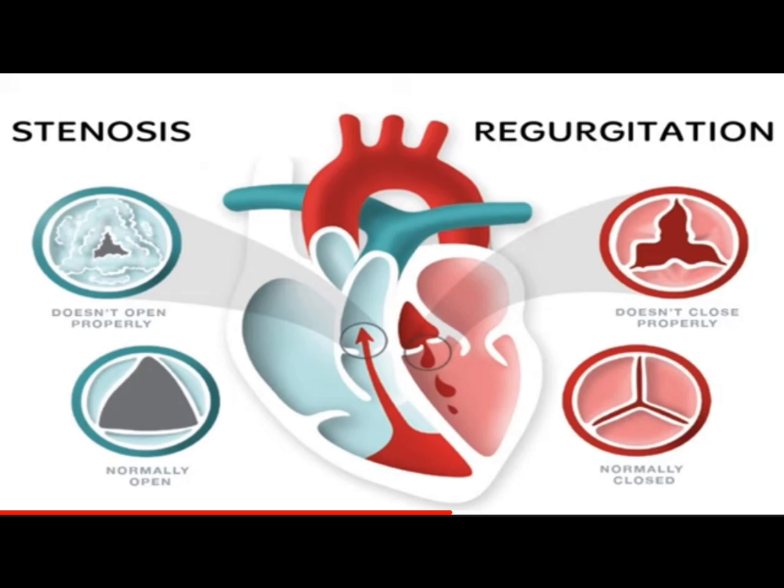So, when we say stenosis, it is a valve na normally open that doesn't open properly. Kaya hindi nakaka-flow ang dugo mula sa heart. Whereas ang regurgitation, it is a valve na normally closed that doesn't close properly. Kaya nagkakaroon ng backward flow or ng backward leak sa heart.